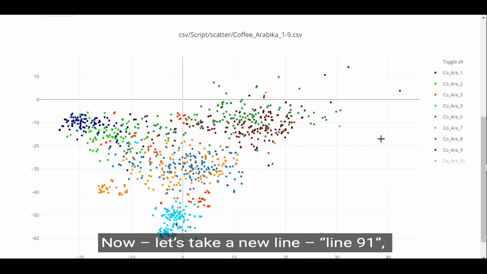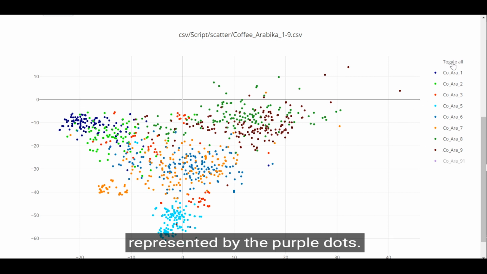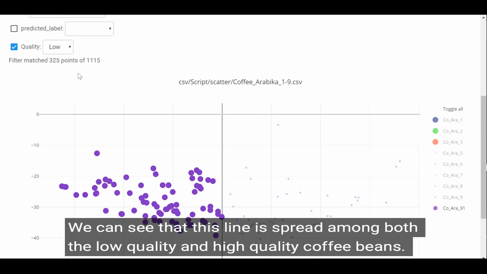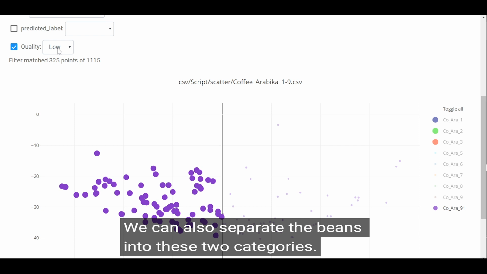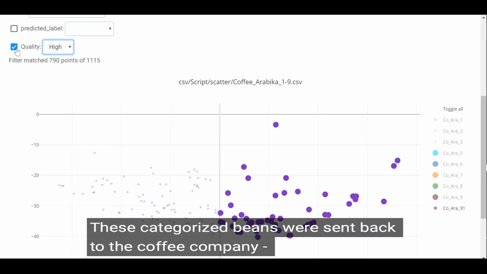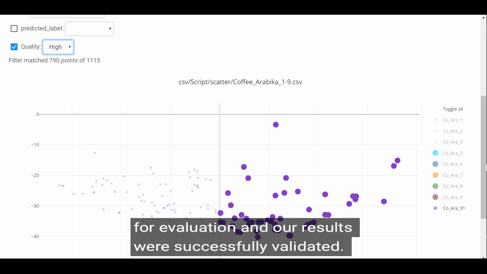Now, let's take a new line, line 91, represented by the purple dots. We can see that this line is spread among both the low-quality and high-quality coffee beans. We can also separate the beans into these 2 categories. These categorized beans were sent back to the coffee company for evaluation, and our results were successfully validated.